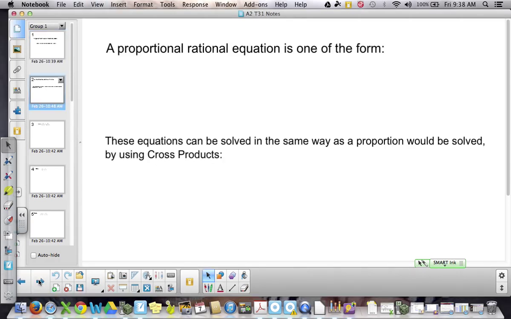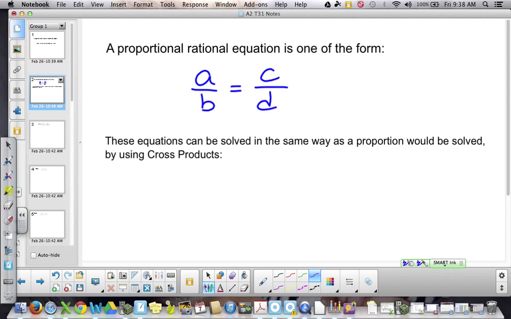All right, so a proportional rational equation is one of the form a over b equals c over d. Right, so you have some expression a over some expression b equal to some expression c over some other expression d. Now, b and d can't equal 0, obviously, because we can't have 0 denominators. Right, but there are no other restrictions here.